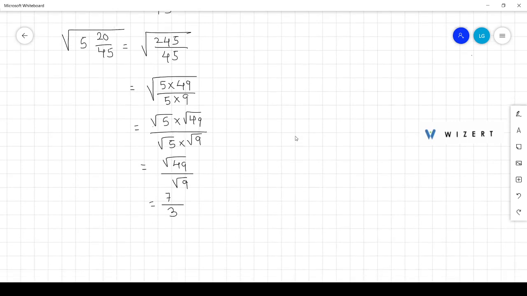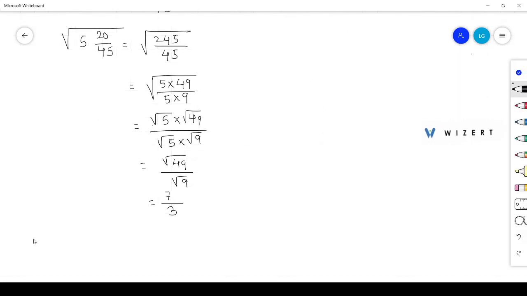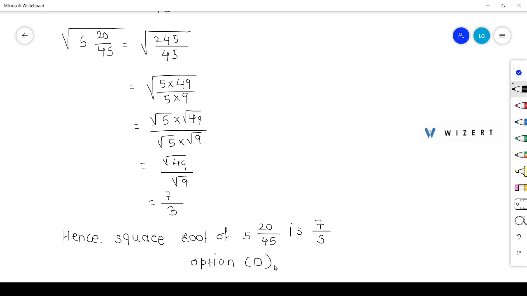Okay. Hence, the square root of 520 by 45 is 7 by 3, which is our option D.